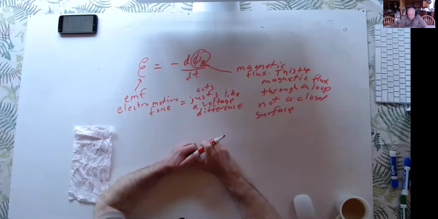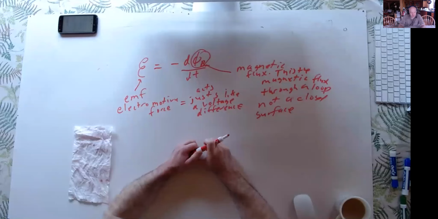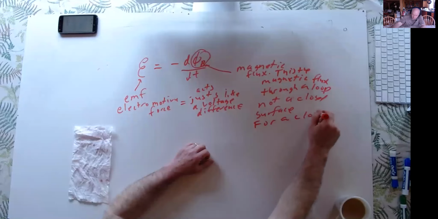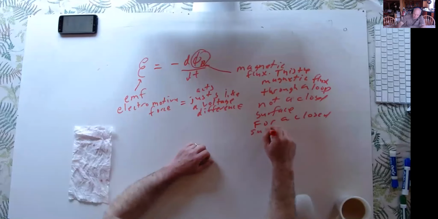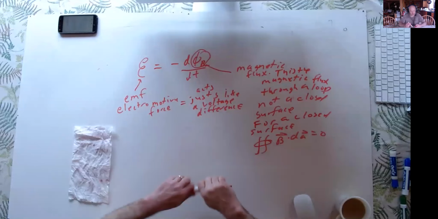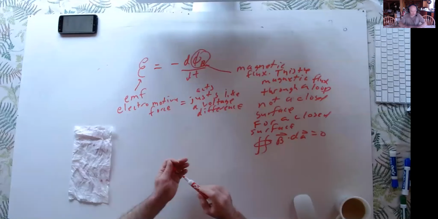So if you have a closed surface, you know the magnetic flux is actually equal to 0. So for a closed surface, your flux here is 0. And again, the way I described it is, you imagine you have a balloon.